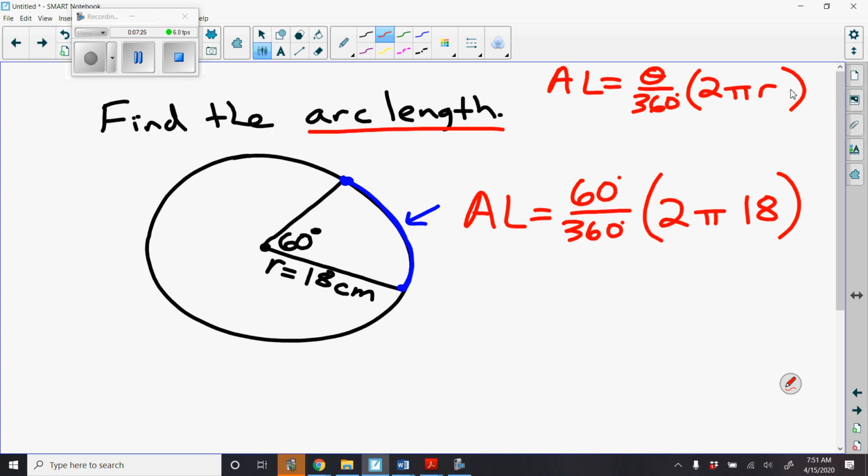Okay. Now you can do this by hand or you can use a calculator. But I like to simplify things here first to make this a little bit easier. 60 over 360. Right away, I see they both end in a 0, so I can cancel out the zeros. One of each. And I know 6 over 36. 6 and 36 are both divisible by 6. So I get 1 over 6.